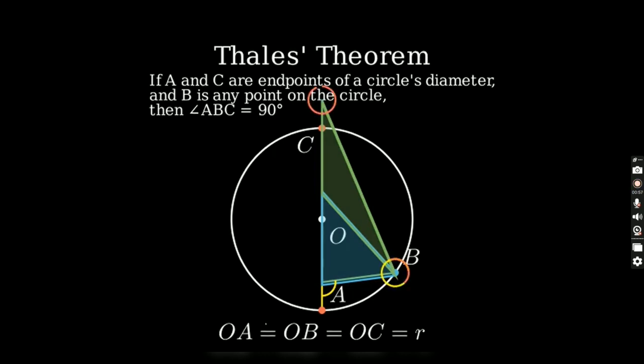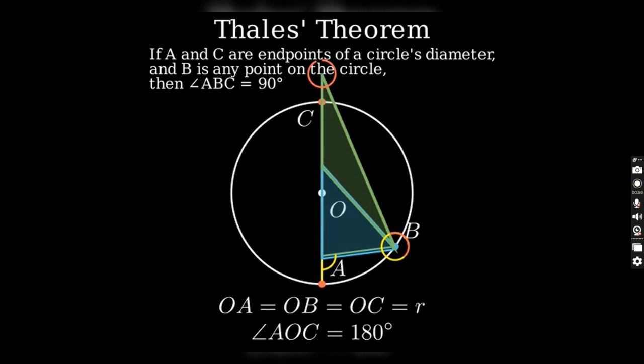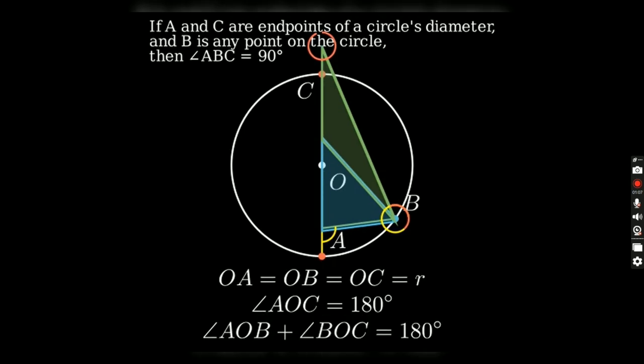Here's the key insight. Since AC is a diameter, points A, O, and C form a straight line. This means that the angle AOC is 180 degrees. Therefore, angle AOB plus angle BOC must equal 180 degrees.